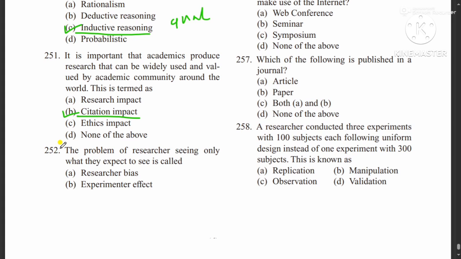The problem of researcher seeing only what they expect to see is called. Option A, research bias. Problem of researcher.